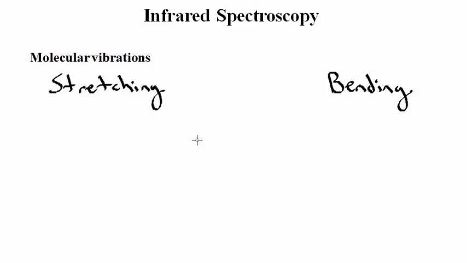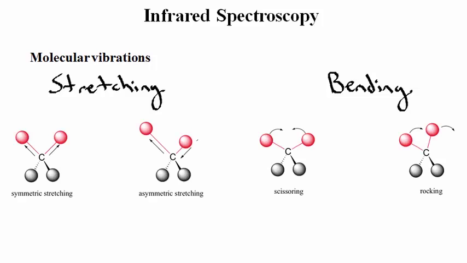So let's consider this for a simple methylene group. What we have shown here are fundamental stretching and bending vibrations for this group. Under stretching, there is symmetric or asymmetric stretching, and two examples of a bending vibrational mode are scissoring or rocking. Two other examples that you might find in your textbook are wagging and twisting, bending molecular vibrational modes.